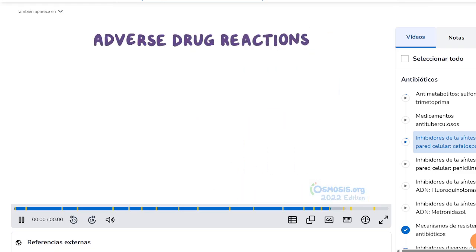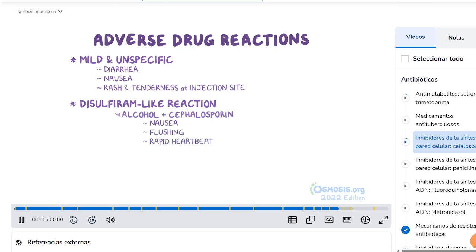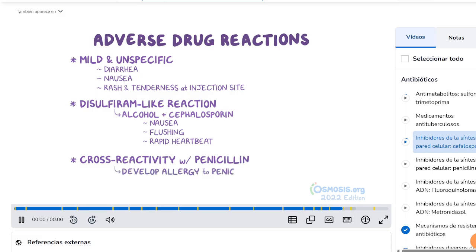Adverse drug reactions related to cephalosporins are usually mild and unspecific, including diarrhea, nausea, rash, and tenderness at the injection site. These medications can cause disulfiram-like reaction. If alcohol is consumed while taking cephalosporin, the person might experience nausea, flushing, and rapid heartbeat. There's also cross-reactivity between penicillin and cephalosporin. So if someone took penicillin, they can develop an allergy to both penicillin and cephalosporin.